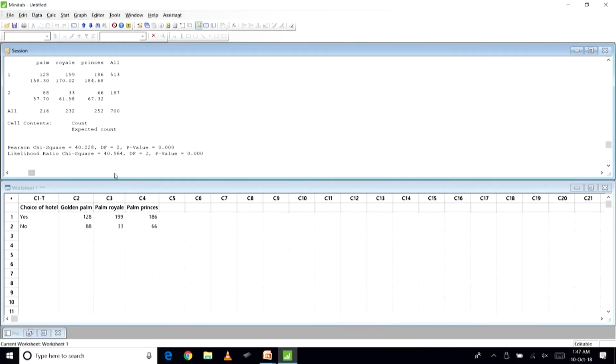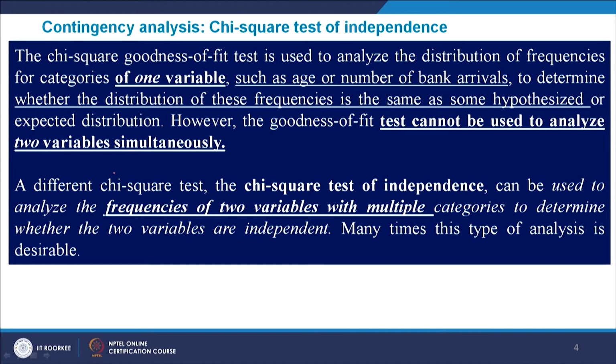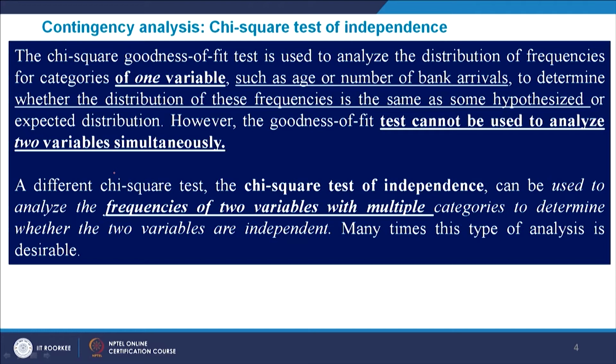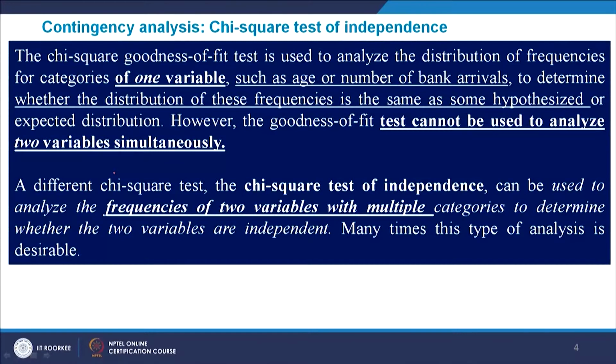Now, let us look at some more applications of the chi-square test. So, we have seen the chi-square goodness of fit test. Now, let us look at the chi-square test of independence. Generally, the chi-square goodness of fit test is used to analyze the distribution of frequencies for categories of one variable. So, the examples which we have seen so far had only one variable. For example, the number of customers arriving at a bank counter, to determine whether the frequencies are the same as hypothesized or as expected.